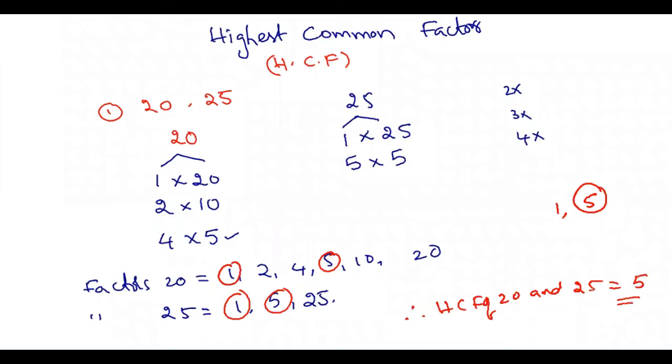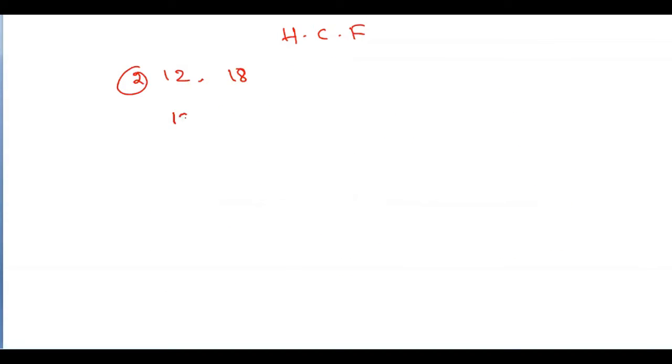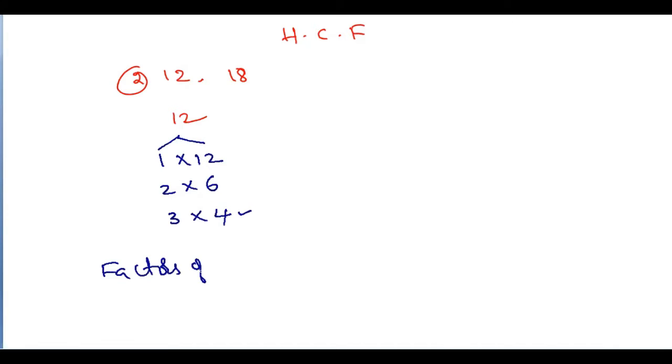Now we are picking the highest common factor of 12 and 18. 12 starts with the 1 table. 1 times 12 is 12, then 2 times 6, then 3 times 4, again 4 times 3, 6 times 2, 12 times 1. The factors of 12 are 1, 2, 3, 4, 6, and 12. Now you can write the factors of 18.